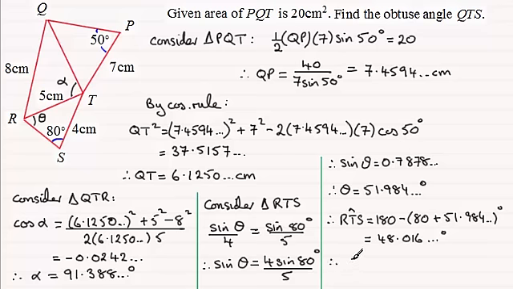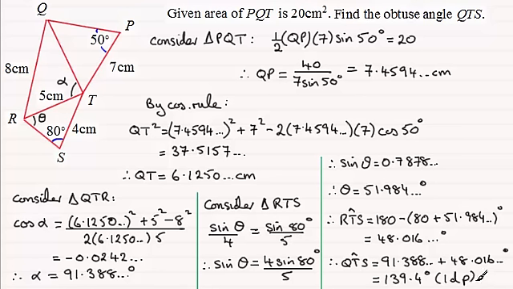So therefore, we've got angle QTS is going to equal 91.388 and so on. That was angle alpha. We add that to 48.016 and so on degrees. And what we end up with is 139.4 degrees if we round it, say, to one decimal place. So I hope you're able to get that. If so, well done. Quite a long question with a lot of steps in. If not, at least I hope that you've been able to see how we go about it.